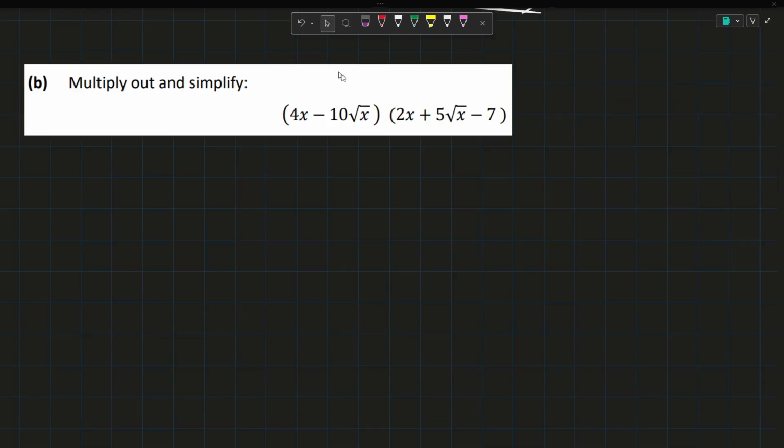In part B, we're asked to multiply out and simplify this expression. Basically, we're just going to take the first term here and multiply it by everything in the second bracket, and then take the second term and multiply it by everything in the other bracket. So I'll color code it to help.